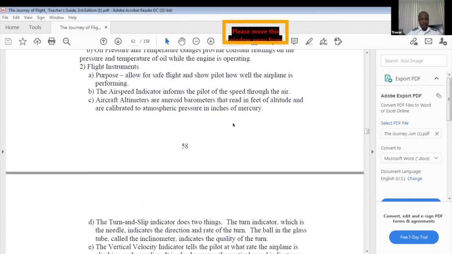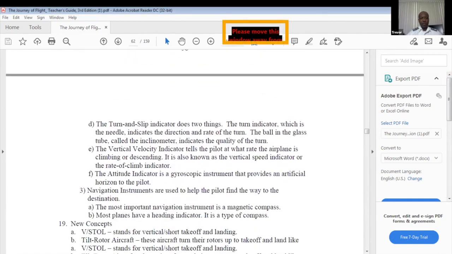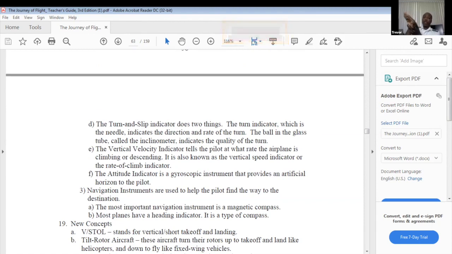Okay, so the airspeed indicator will give you the speed of the aircraft, and I just want to run these down. The turn and slip just tells you how coordinated your turns are. If you're making a coordinated turn with the ailerons and rudder, you don't want to be turning and have an adverse yaw, where the nose is over there, you're turning, but the aircraft is moving there. The vertical velocity indicator tells you your rate of climb. If you're climbing at 500 feet per minute, 1,000 feet per minute, same thing when you're descending.